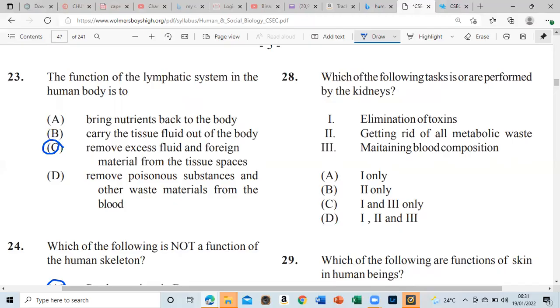Which of the following tasks are performed by the kidneys? So it could be a single one or it could be more than one option. 1, elimination of toxins, 2, getting rid of all metabolic waste, and 3, maintaining blood composition. And 28 is C, elimination of toxins and maintaining blood composition.